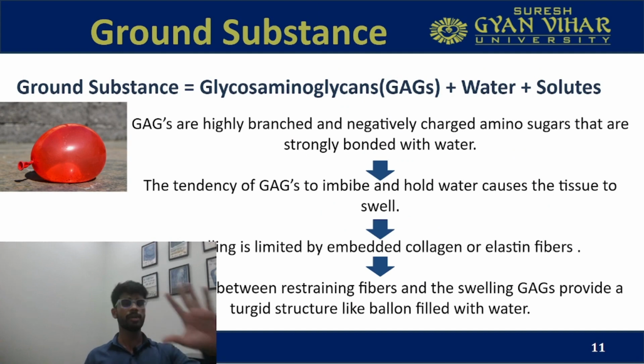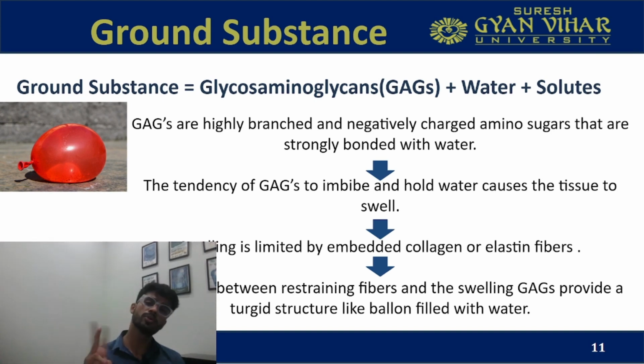Now we have read about fibers. The other structure present in connective tissue is the ground substance. Ground substance is composed of three things: first, glycosaminoglycans, then water, and some solutes. We have to know about glycosaminoglycans in order to understand the joint structure better. GAGs are highly branched structures and negatively charged amino sugars that make them hydrophilic in nature. So remember, glycosaminoglycans are hydrophilic, or water-loving, compounds.